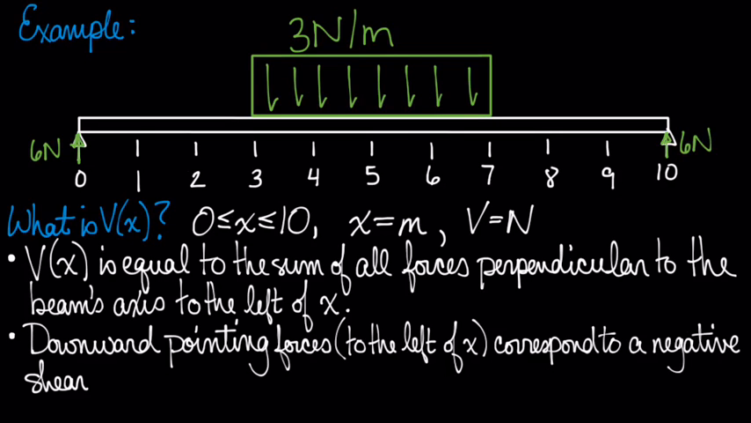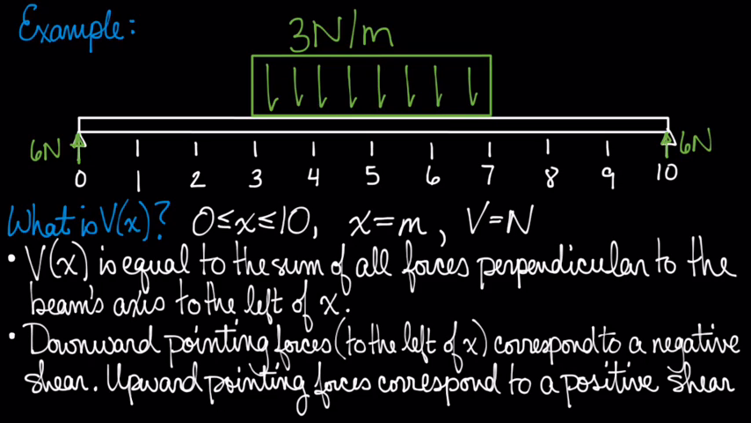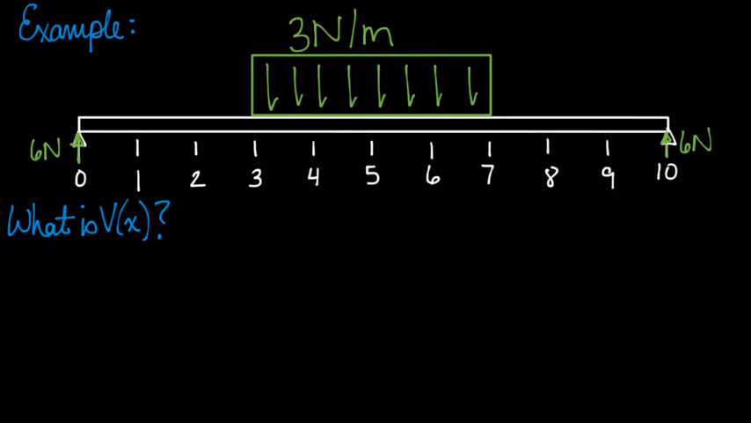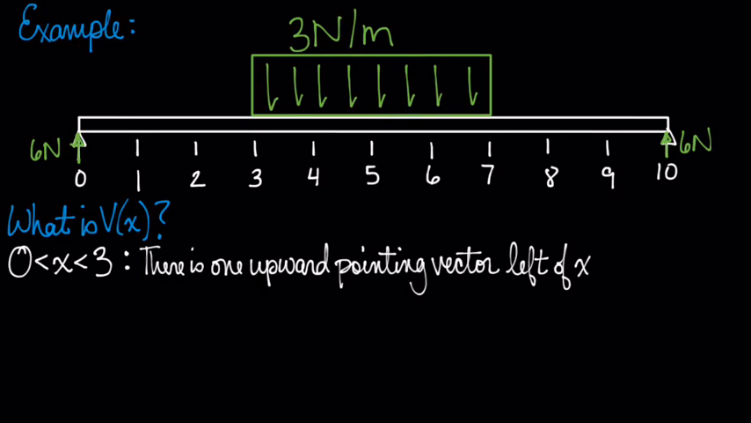Also, we have a convention. We have to talk about positive and negative shear. A downward pointed force to the left of X will correspond to negative shear, and an upward pointing force will correspond to a positive shear. Okay, so now, if X is anything between 0 and 3, there will be only a single force to the left of X, and it is 6 newtons pointed upwards. And so what that means is V of X will be constant at 6 newtons all the way from X equals 0 to X equals 3.